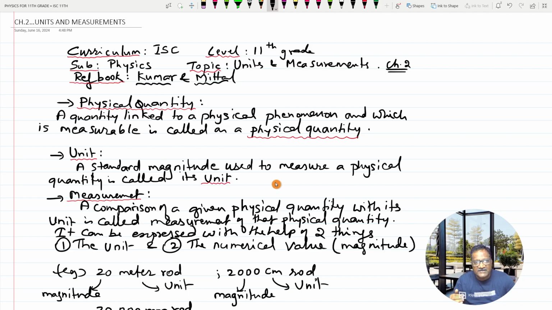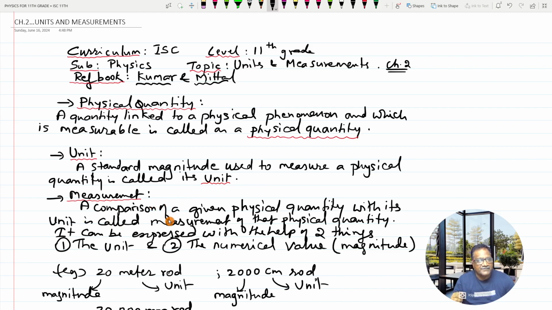By standard magnitude, what I mean is any bigger quantity can be expressed as a multiple of the standard magnitude. Okay, so it can be compared to the standard magnitude, right? So standard magnitude is the base or the basic magnitude of any physical quantity. That standard magnitude is known as the unit. Okay. Now, what is measurement?